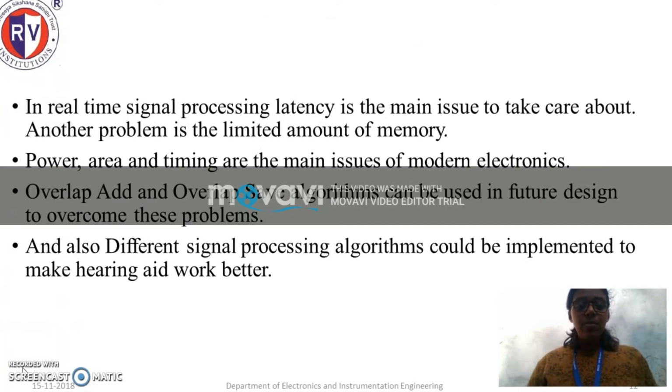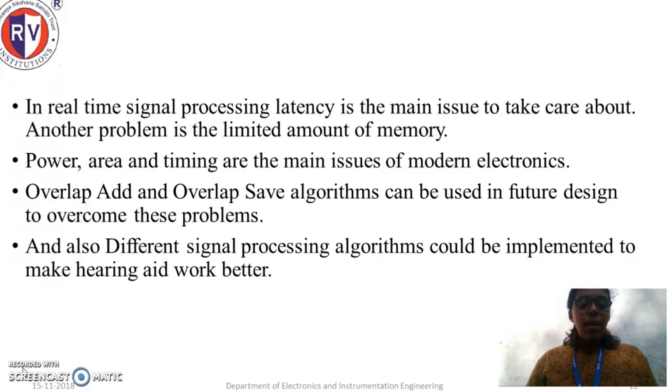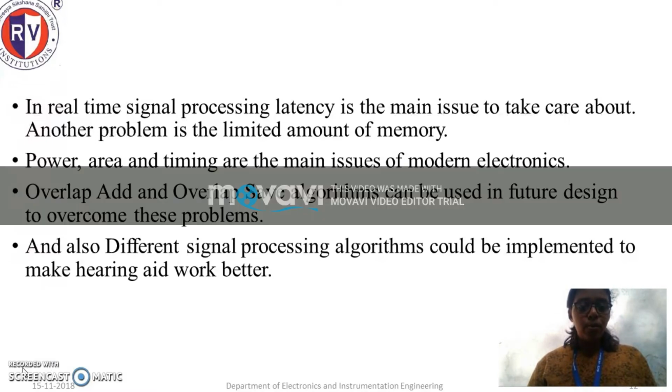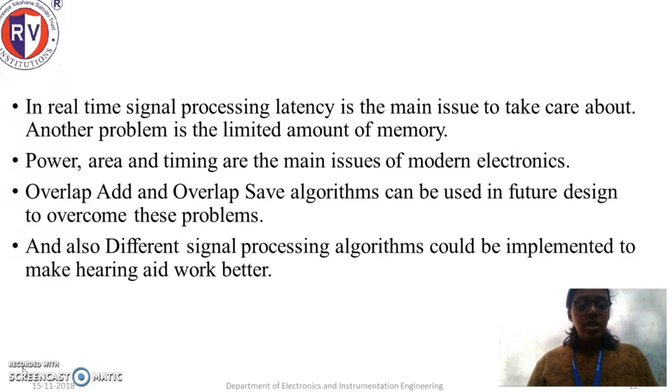In real-time signal processing, latency is the main issue to take care of. Another problem is the limited memory area and processing power. So the overlap-add and overlap-save algorithms can be used to overcome these problems in future designs. In the case of the feedback path model in adaptive filter feedback cancellation, the correlation between the near-end signal and the loudspeaker signal is another problem. To overcome this, decorrelation, a preamplifier and AFC algorithms are used.